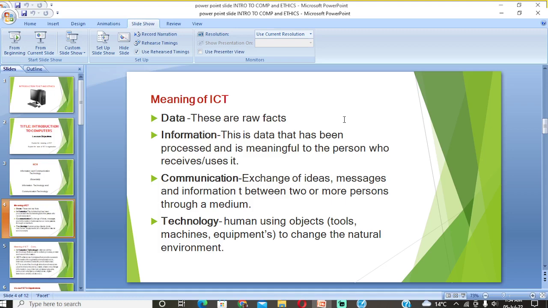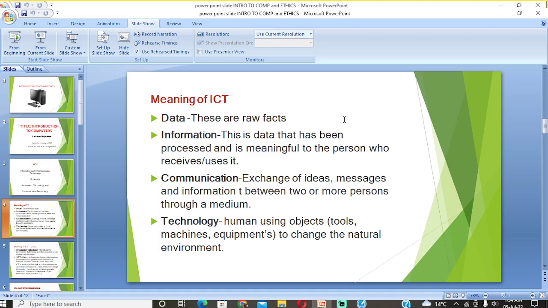And communication generally is the exchange of information, ideas, or messages between two parties or two people through a specific medium. And technology is whereby humans use objects or tools that aid them in performing some specific task or an operation. So those are the basic terminologies that we can define.